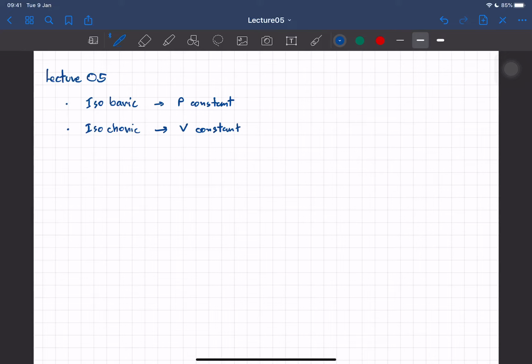Isochoric is V constant. V constant just means W is automatically equal to 0, because there's no change in the volume, so the gas does not expand, does not contract. So there's no work done.